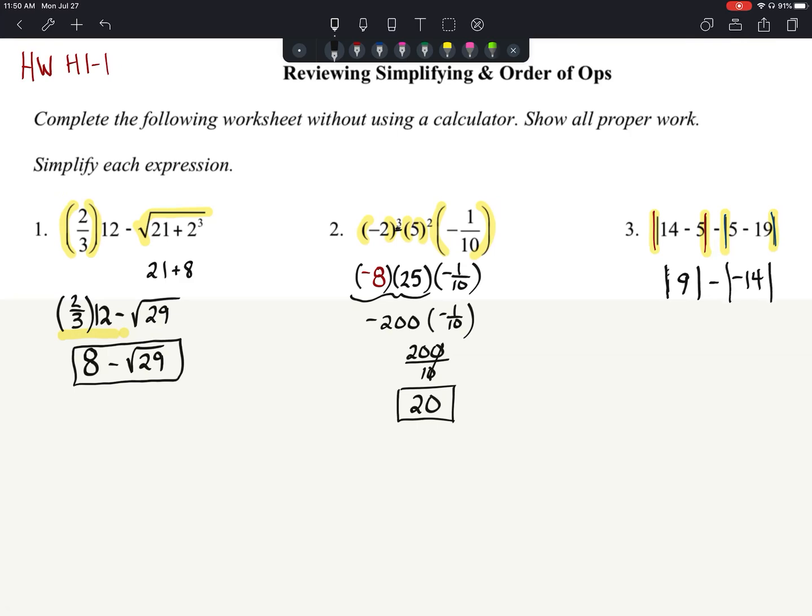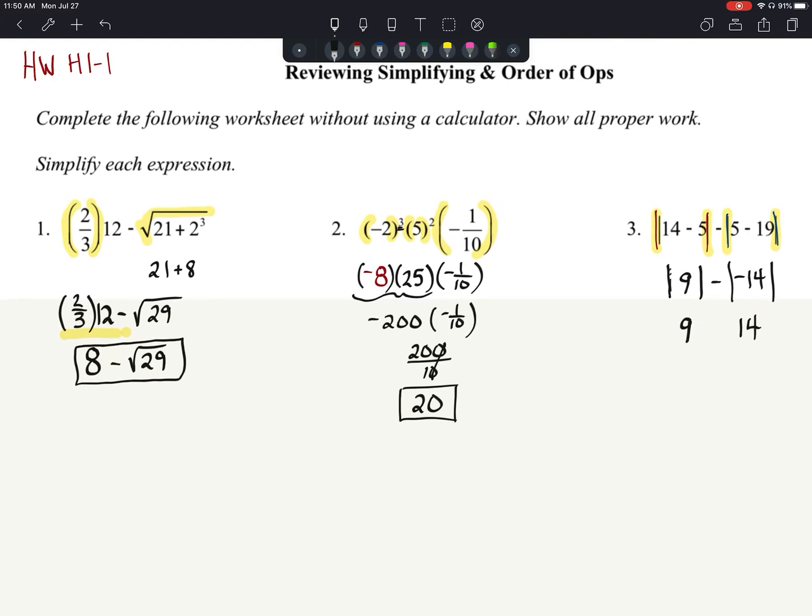Absolute value of 9 is just 9, because it's 9 units from 0. The absolute value of negative 14 is a positive 14 because it's 14 units from 0. We still have this subtraction in between. So 9 minus 14 should give us negative 5, and that is the answer to the third problem.